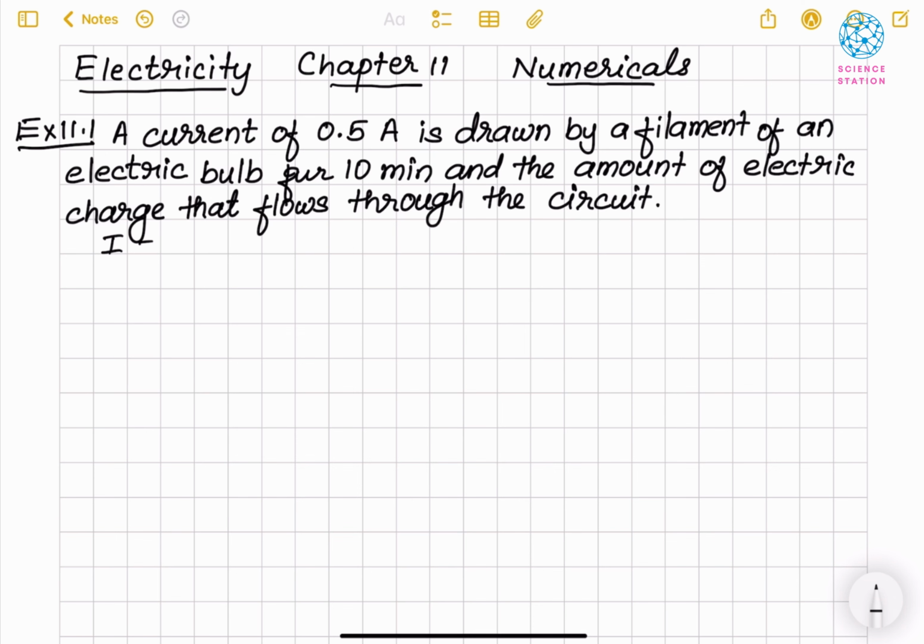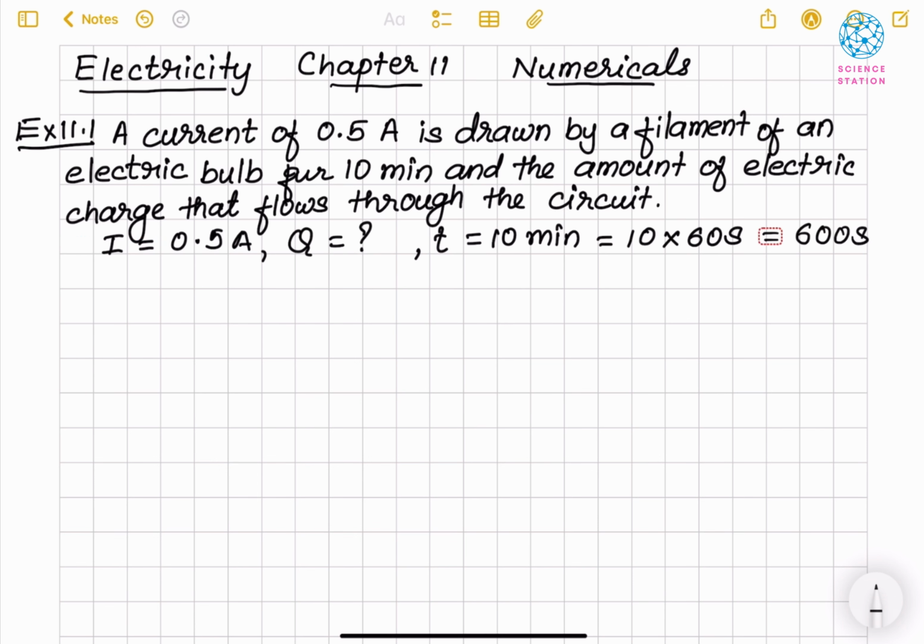So, here I equal to 0.5 ampere is given, Q is not given to me, and T is given as 10 minutes, but I can't take it in minutes, I have to convert it into seconds. So 10 into 60 seconds, as 1 minute equals 60 seconds, so this will be 600 seconds.